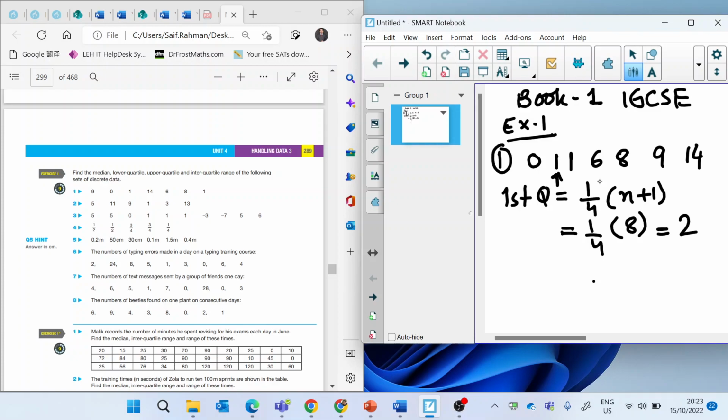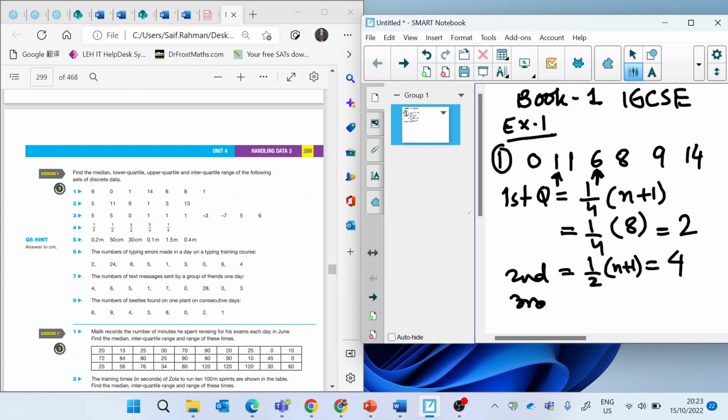For the middle, or second quarter, the formula is similarly 1 by 2 times n plus 1. Since n plus 1 is 8, 8 by 2 is 4. So the fourth number is the second quarter: 1, 2, 3, 4. This fourth number, which is 6, is the second quarter.